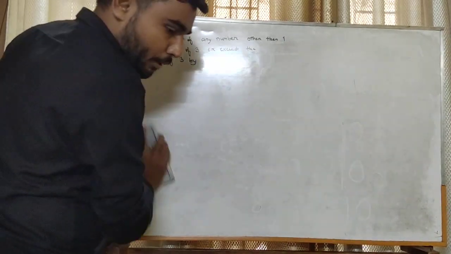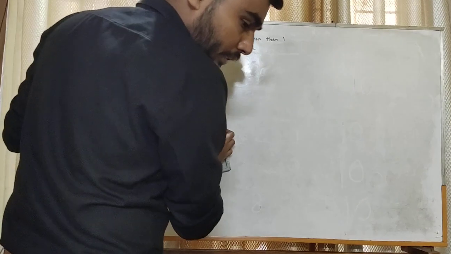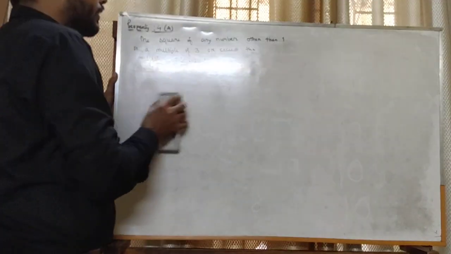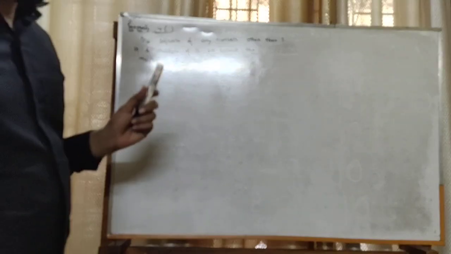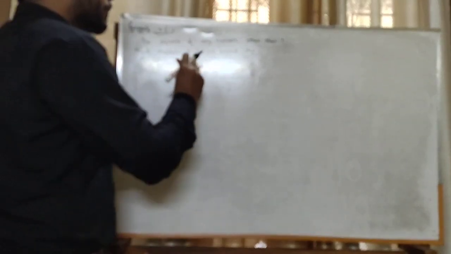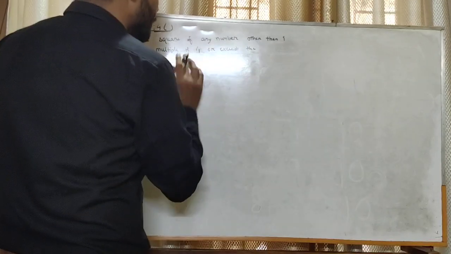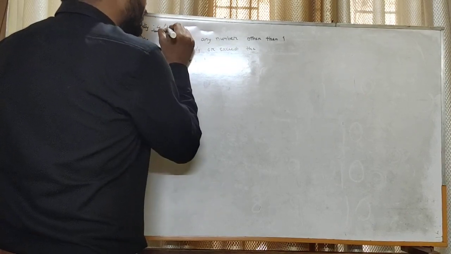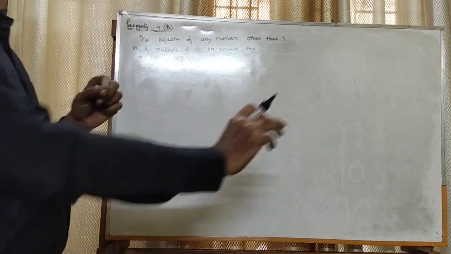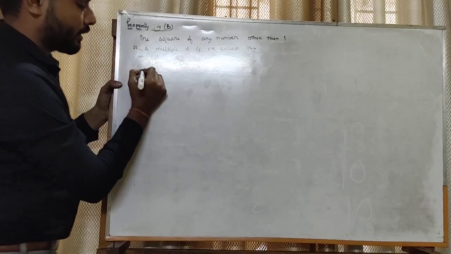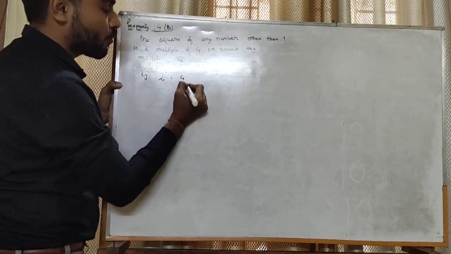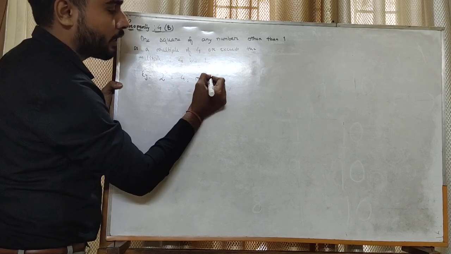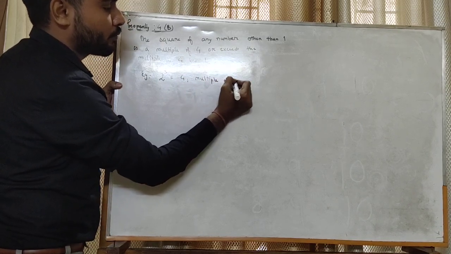Now let's see property number 4b. It is said that 4b is very similar to 4a. The square of any natural number other than 1 is a multiple of 4 or exceeds the multiple of 4 by 1. Same as property 4a. Now other than 1 it is said, so I can take 2. 2 square is 4. 4 is a multiple of 4.